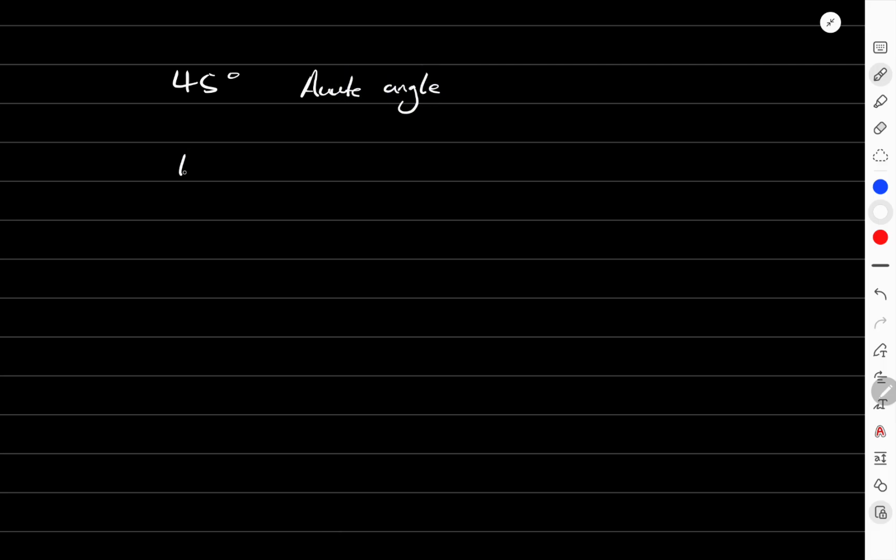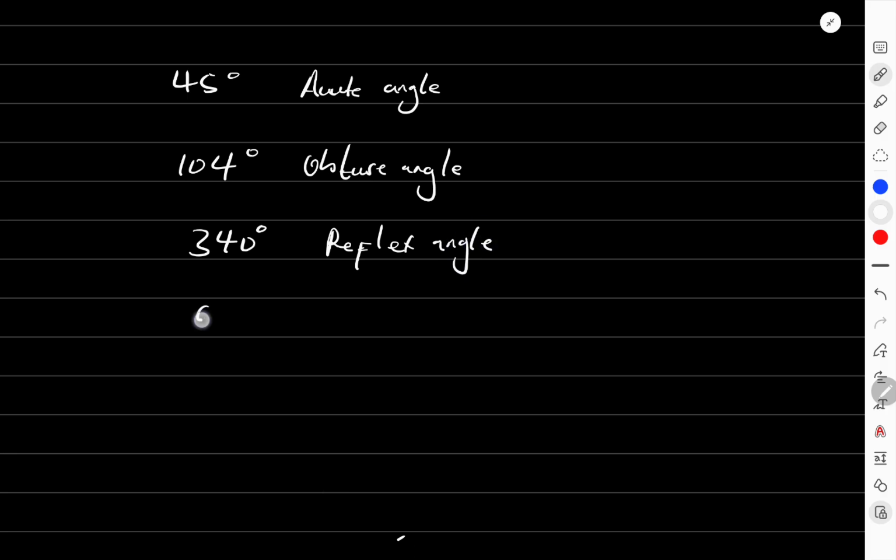If I was given 104 degrees, I can say that this angle is greater than 90 but less than 180 degrees. Therefore, this kind of angle is going to be an obtuse angle. Now, if I was given 340 degrees and I'm required to classify this angle, I can see that 340 degrees is greater than 180 but less than 360. Therefore, this kind of angle is going to be a reflex angle.